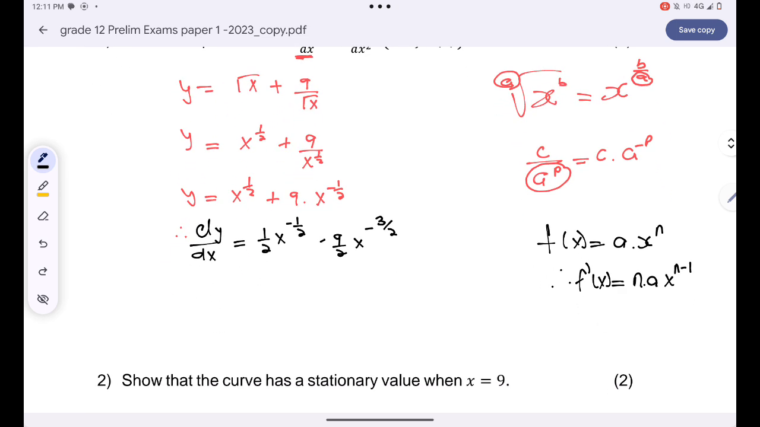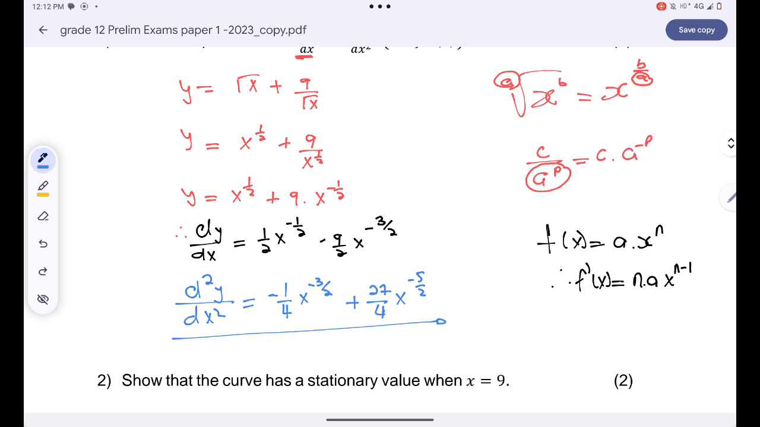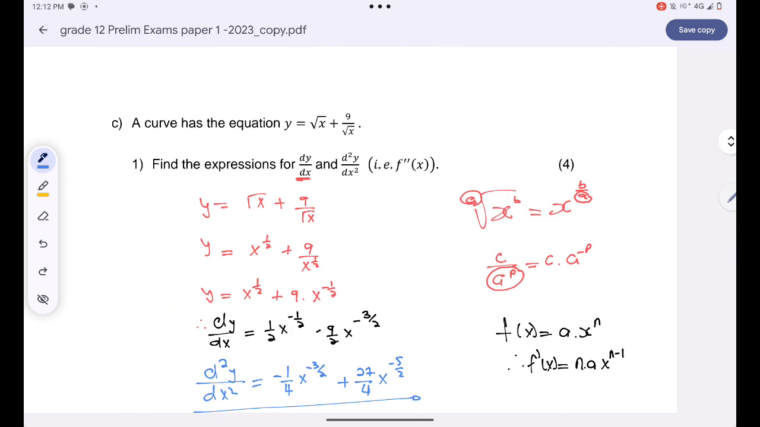So this will be our first derivative, and hence for the second derivative, we are just going to derive the first derivative. Now, you'll end up having d squared y over dx squared. This is just negative 1 over 4 x to the power of negative 3 over 2 plus 27 over 4 x to the power of negative 5 over 2. This is the expression of my second derivative. That's how, guys, I was supposed to answer that question over there.